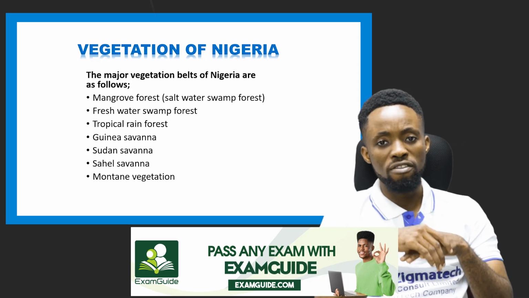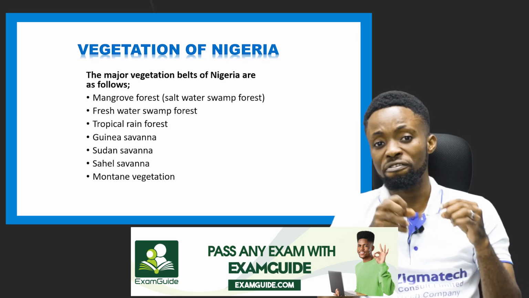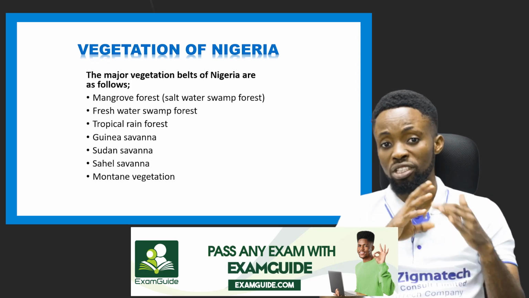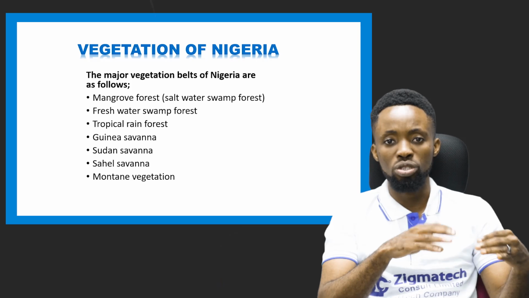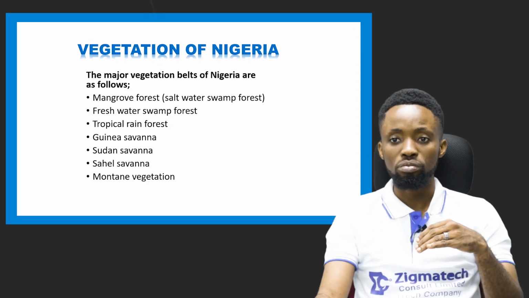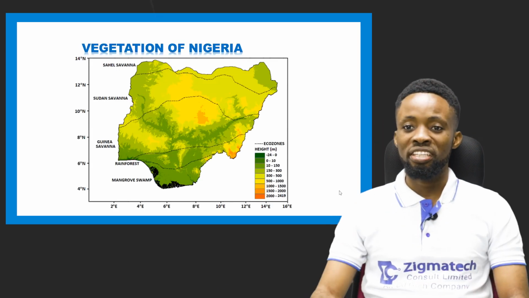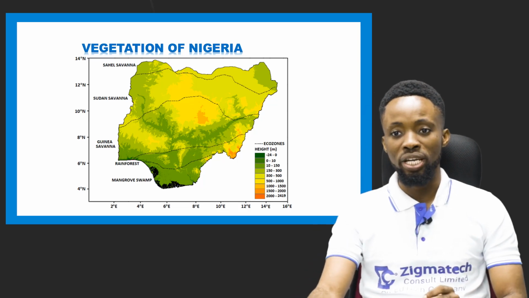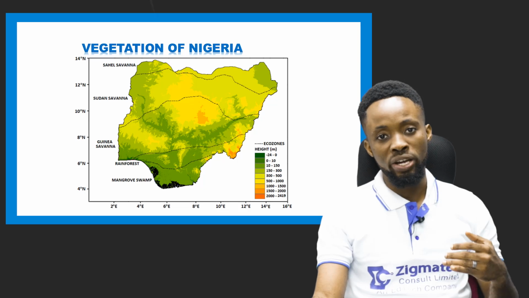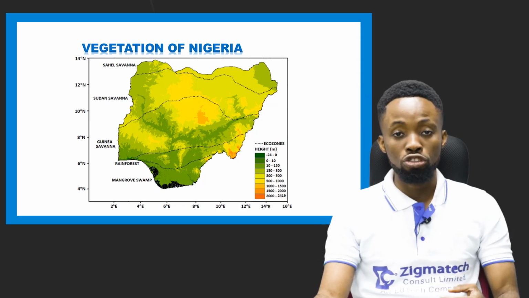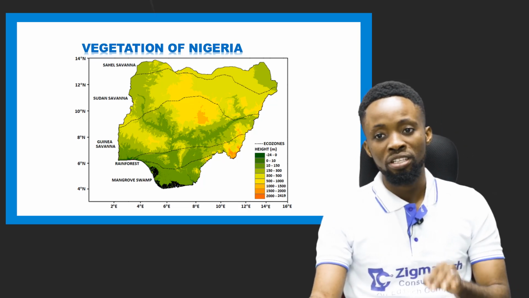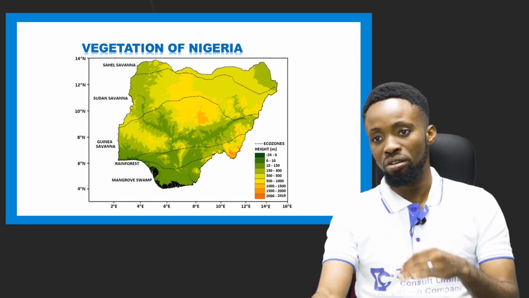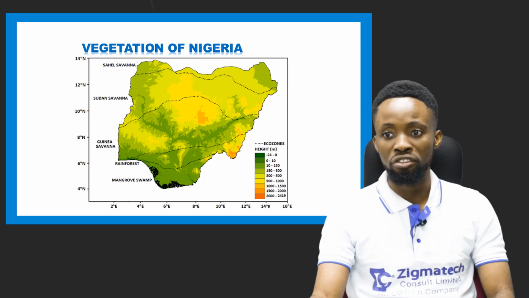Then for the montane vegetation, this is the type of vegetation found in the highland areas. So the highland vegetation is regarded as the montane vegetation. Okay, so this is a diagram showing the vegetation of Nigeria. Like I said, we have the mangrove swamp, the freshwater swamp, the tropical rainforest, the Guinea Savannah, the Sudan Savannah, and the Sahel Savannah at the extreme north of Nigeria.